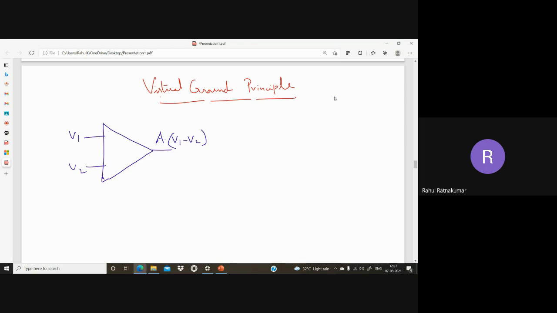Now, what is the gain? The gain of any amplifier is the ratio between output voltage and input voltage. The output voltage here is A into V1 minus V2, and the input voltage is the difference of the two inputs you are applying, V1 minus V2. So this is the gain. The gain is the ratio of output to input. So this is clear.